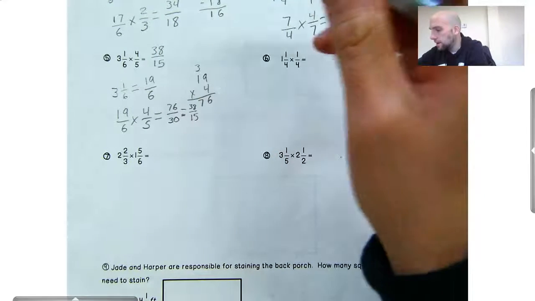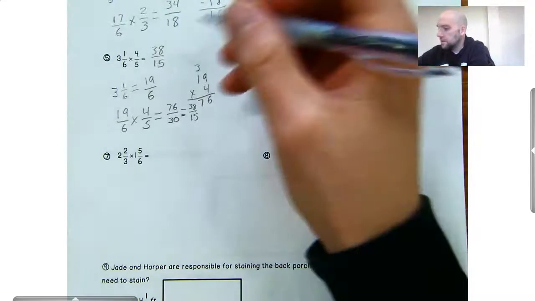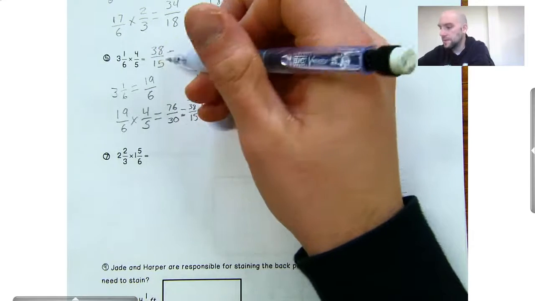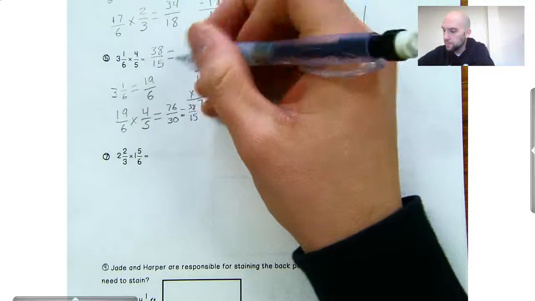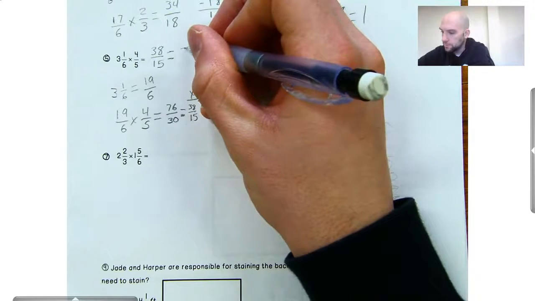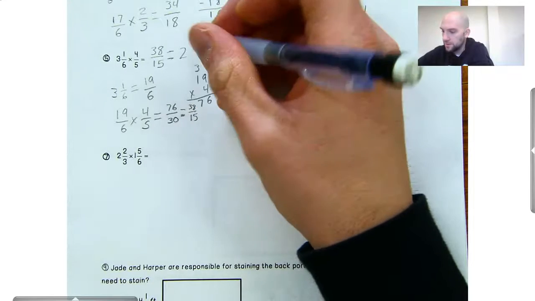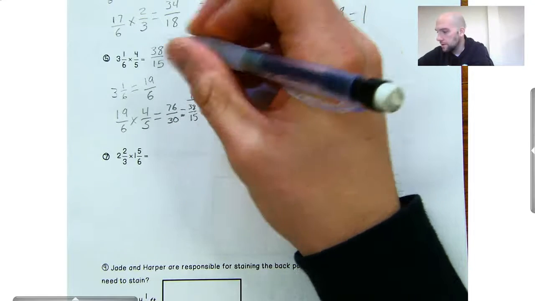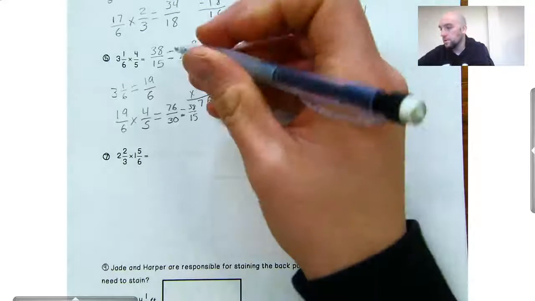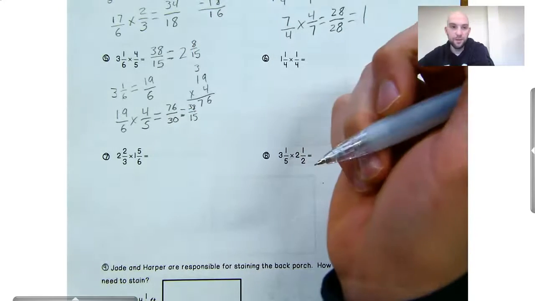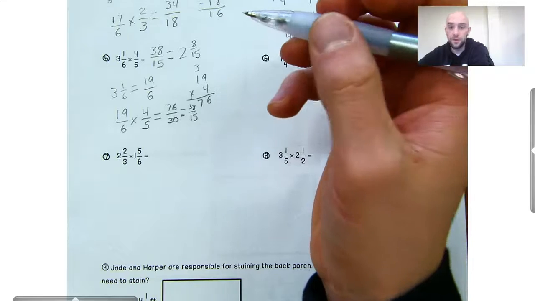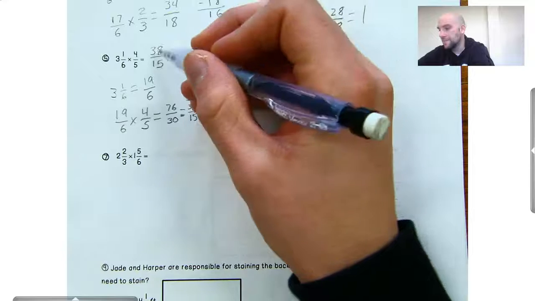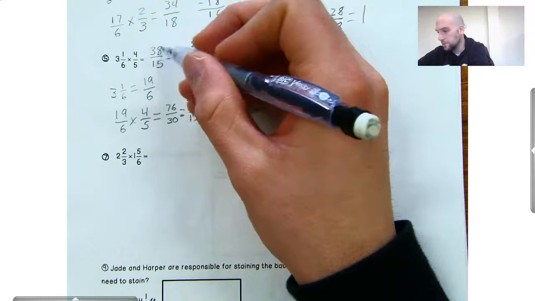solution, my product, but I need to turn this back into a mixed number. So 38 fifteenths, well, I know 15 times 2 is 30, so I have 2, that'll be 30 fifteenths, and then I have 8 fifteenths left over. I did that kind of quickly. I could have used my long division, but since I know that 15 times 2 is 30, I know that'll give me 2 wholes, and then I have an extra 8 fifteenths left over when I take away those 30 out of the numerator.